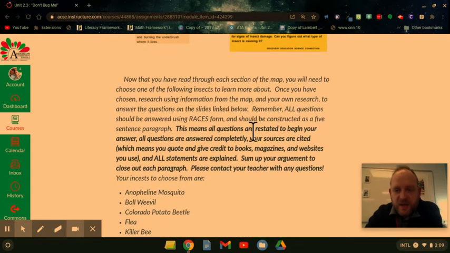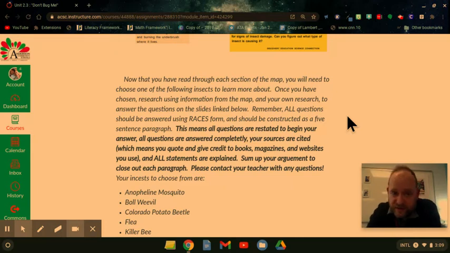All right, so for our project, it says now that you have read through each section of the map, you're going to need to choose one of the following insects to learn more about. Once you have chosen that insect, you're going to research using the information from the map and your own research, which you're going to do on the internet or in books, to answer the questions on the slides linked below.